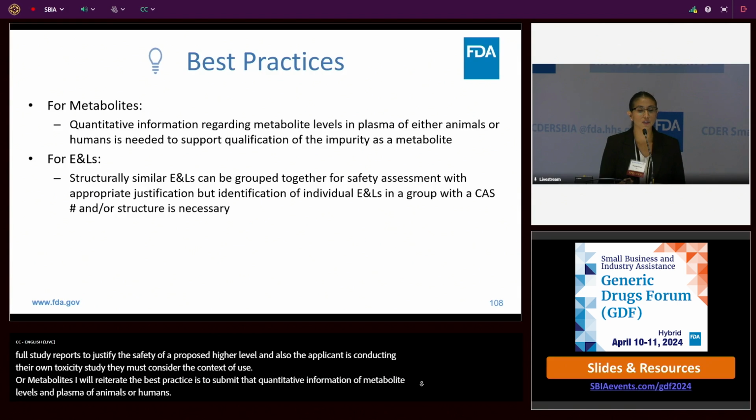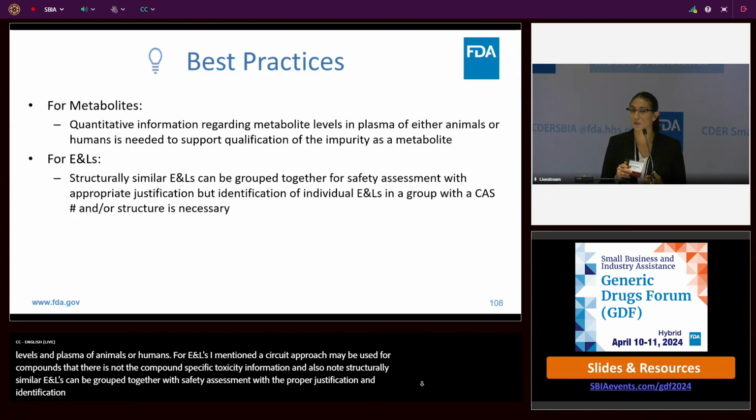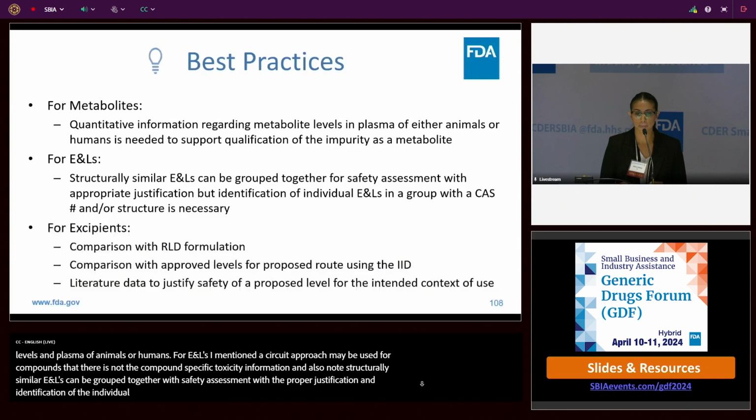For ENLs, I mentioned a surrogate approach may be used for compounds where there's not compound-specific tox information. And also know that structurally similar ENLs can be grouped together in safety assessment with appropriate justification and identification of the individual extractables and leachables. This can be with a name, structure, and CAS number, and any other relevant information.